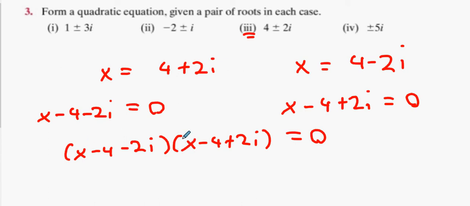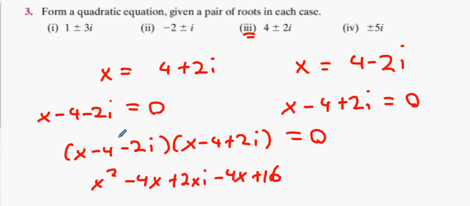x times x, x squared, minus 4x, plus 2xi, minus 4x, ooh, sorry, another minus 4x. A plus 16. A minus 8i. A minus 2xi. A plus 8i.